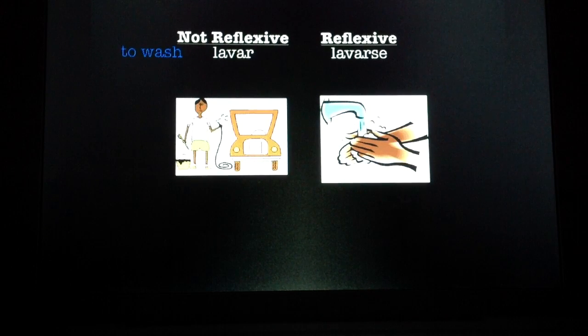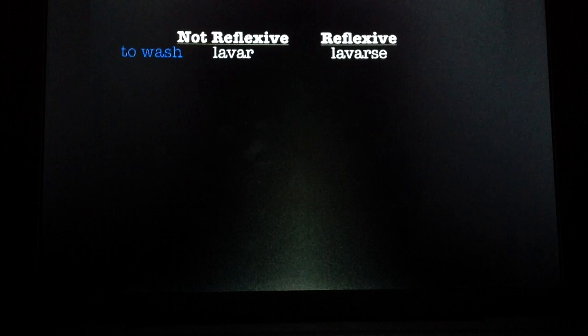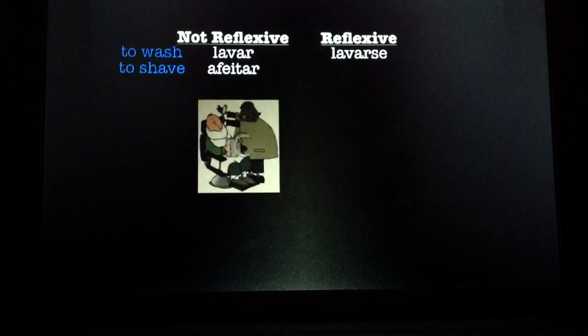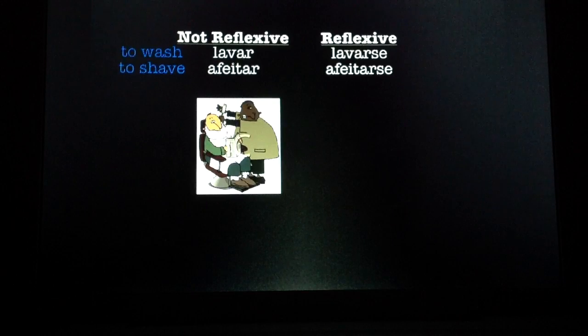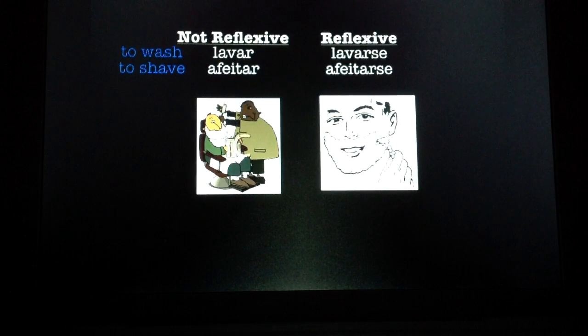So let's take a look at some of the new vocabulary we're going to have in the new chapter. If you don't recognize it right away, don't worry, we're going to go over this in the next several days in class. So another reflexive or non-reflexive verb is afeitar, which means to shave. Now non-reflexive, that means the barber shaves the man's face. But if I shave my face, or you're shaving your face, or she is shaving her legs, we need to take afeitar and change it to afeitarse.